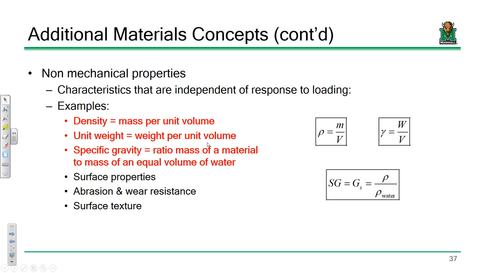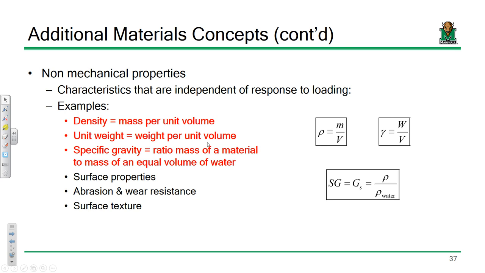You all know the difference between density and unit weight? If not, no big deal. This is a good place to learn. So density is defined as the mass per unit volume, whereas unit weight is the weight per unit volume. Okay? A lot of times in civil engineering applications, we're not as worried about density as we are about unit weight, because we're always on Earth. So a lot of times we'll end up just going with unit weight.